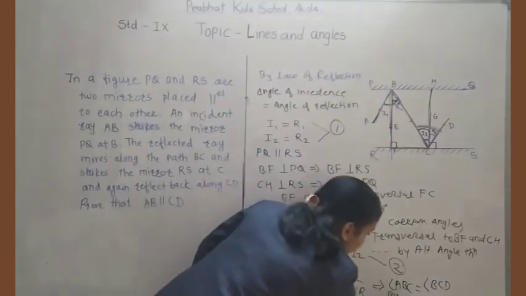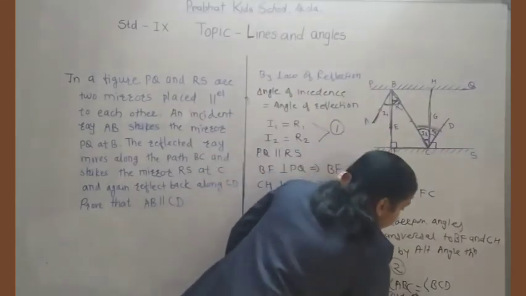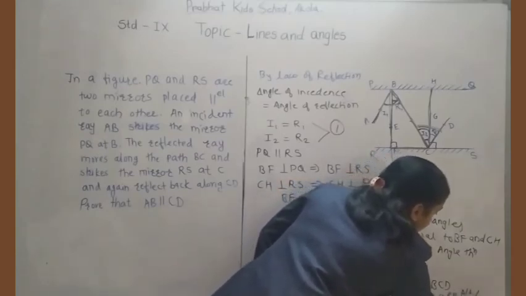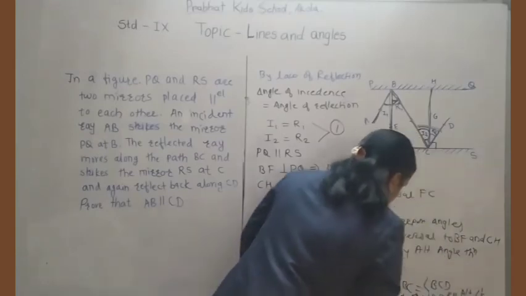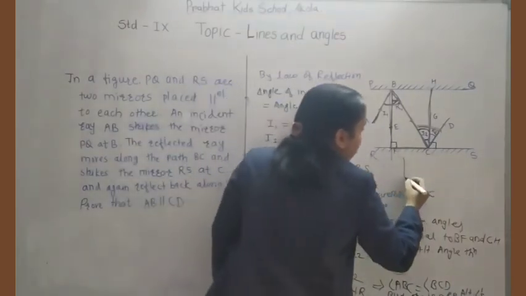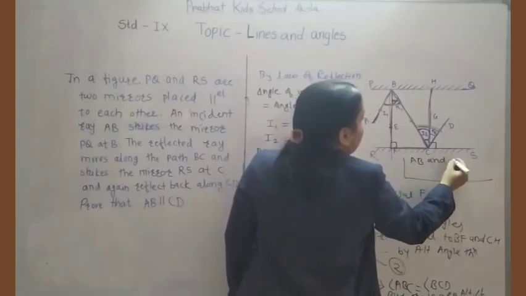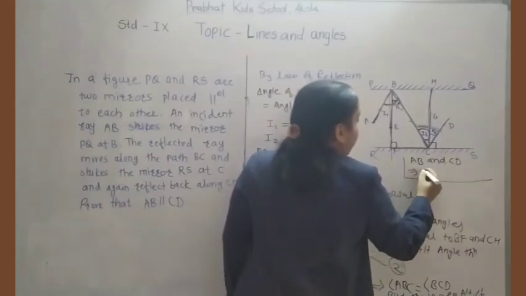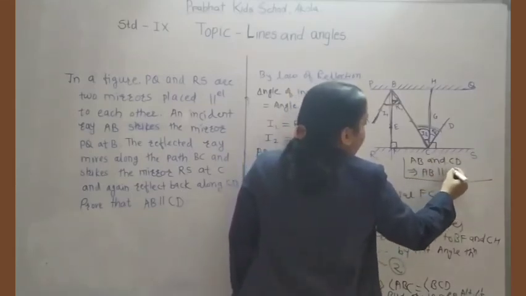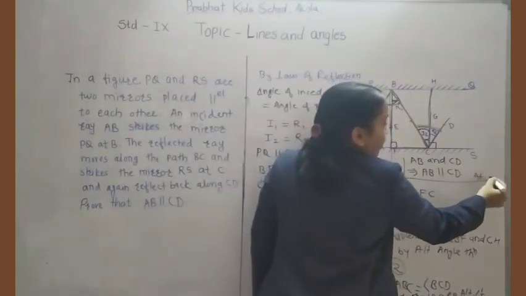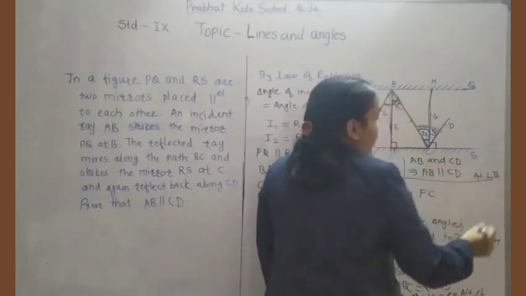These are alternate angles for AB and CD. This implies that AB is parallel to CD by the alternate angle theorem.